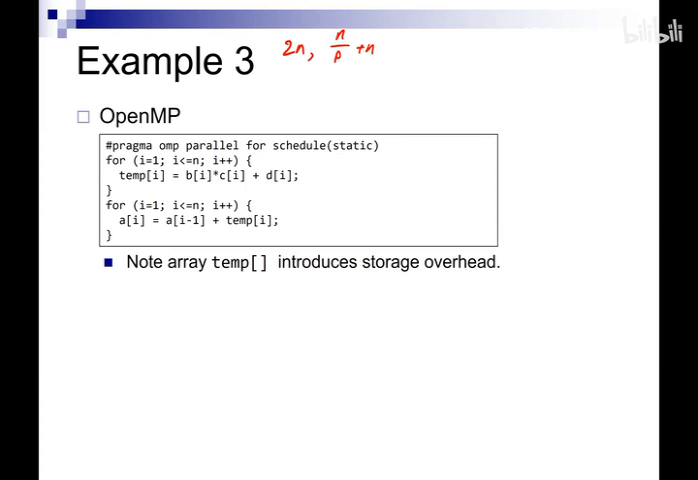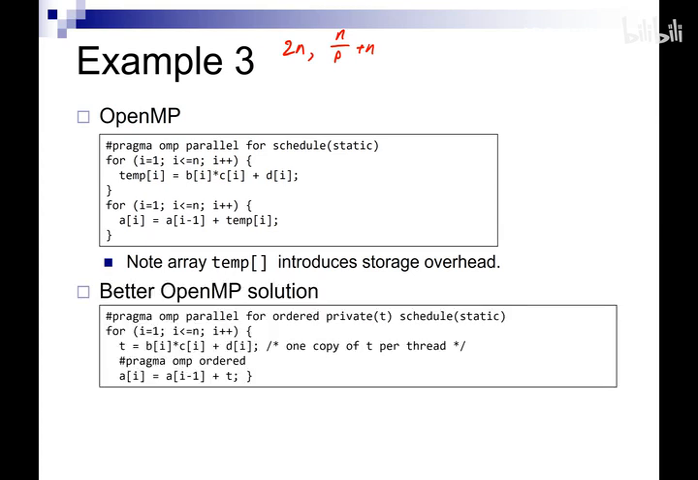Now, one problem with this is that here we stored all of these different B, C, and D values in this temp array. So we have n values for this temp array. That's kind of like we need to store more things, so that's storage overhead.